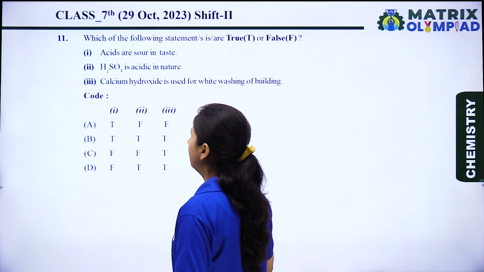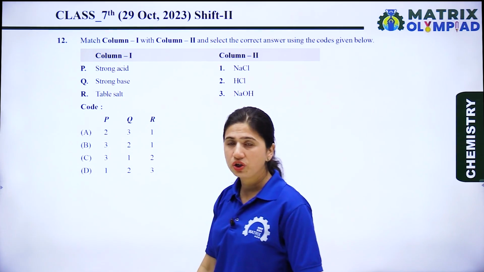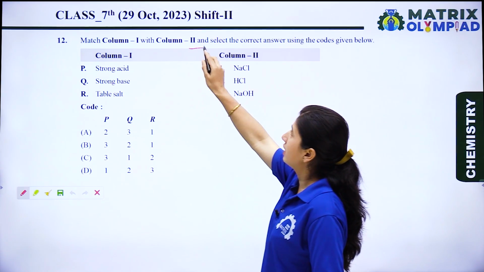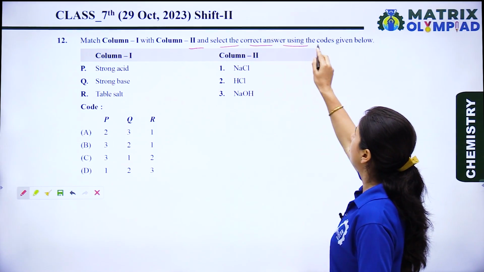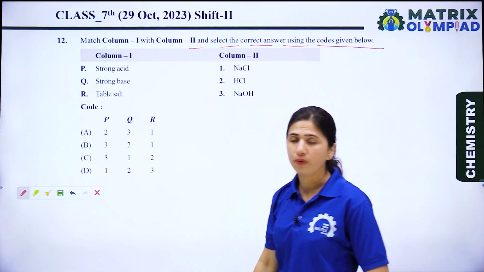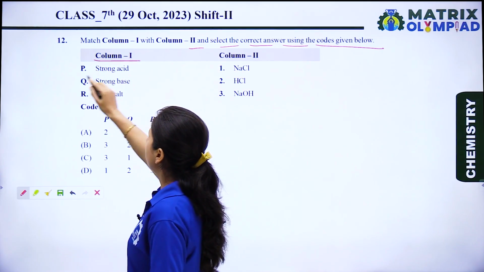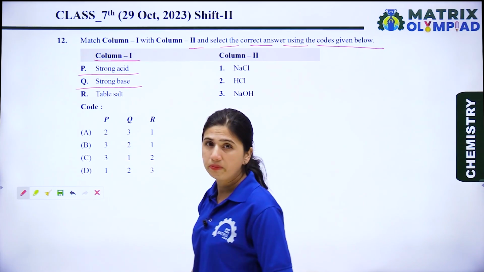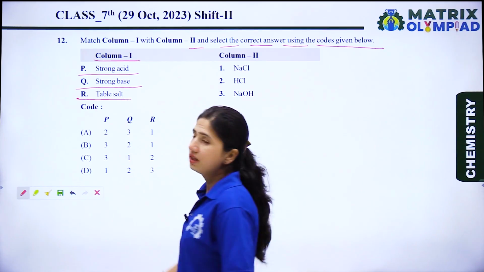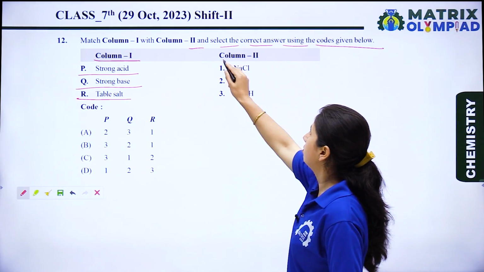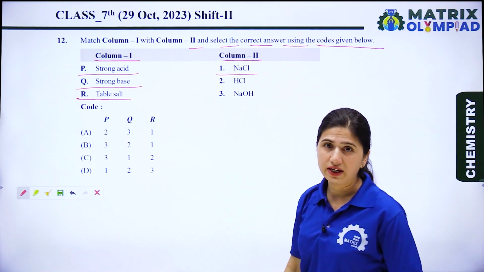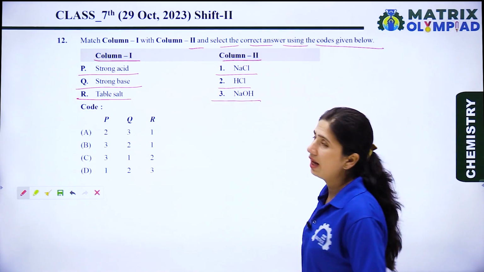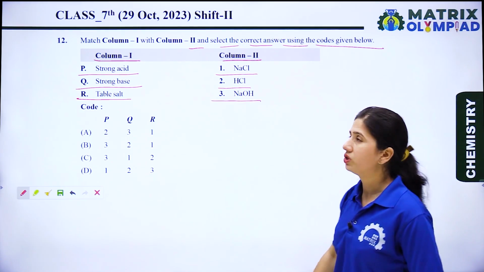Now let's see the next question. The next question is, match column first with column second and select the correct answer using the codes given below. In column first, P is strong acid, Q is strong base, and R is table salt. In column second, first is NaCl, second is HCl, and third is NaOH. Let's see the options.